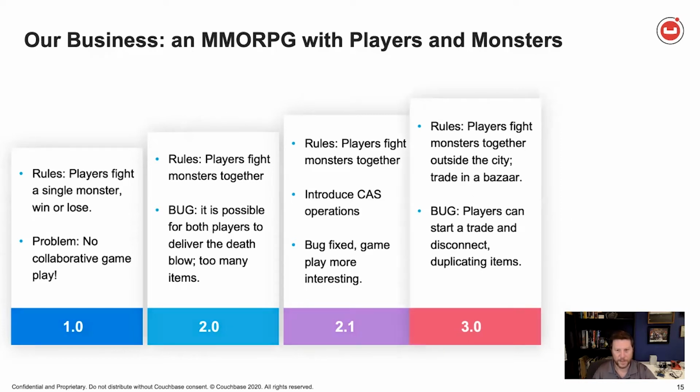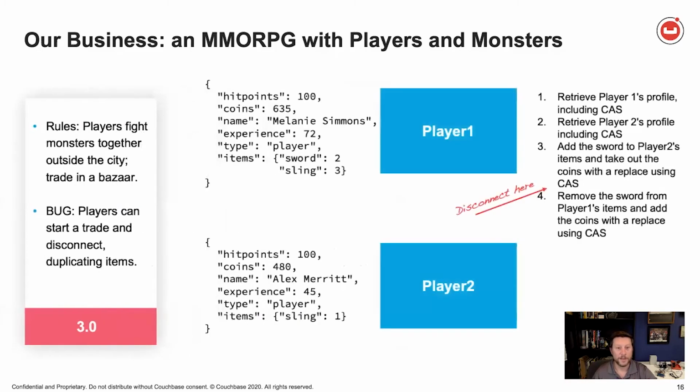Players figure out that if there are multiple players and they go into the bazaar and start executing a trade, say I have the logic that's depicted over here on the right, I'm executing a trade. The two users want to trade coins for an item, right? So imagine player one, I have to retrieve the document for player one, and I have to retrieve the document for player two. And then I have to move the sword from player one to player two.